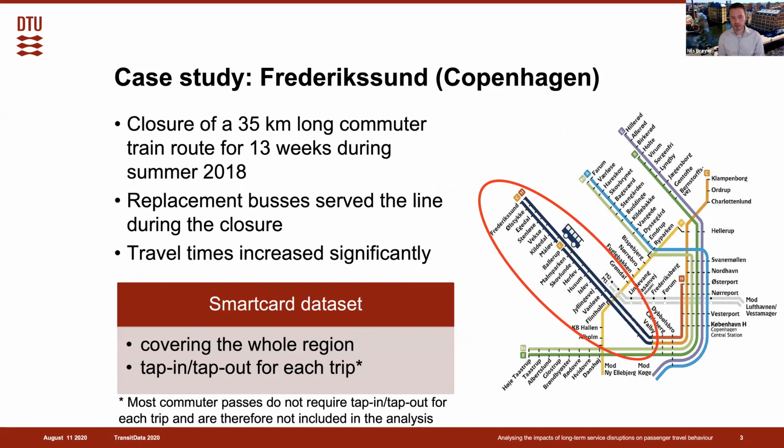And to analyze the effects of this closure due to maintenance, we use a data set from smart cards, which covered the whole region of Copenhagen, and it's containing tap in and tap out data. That is, for each trip we have a tap in and tap out information, except for certain types of commuter passes.